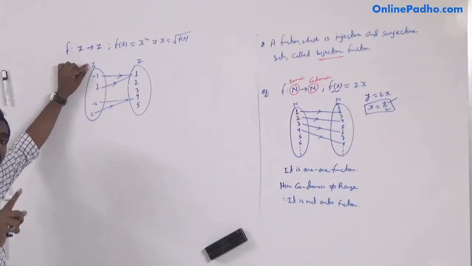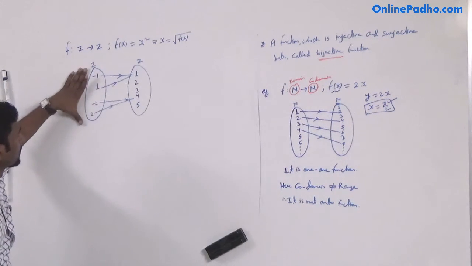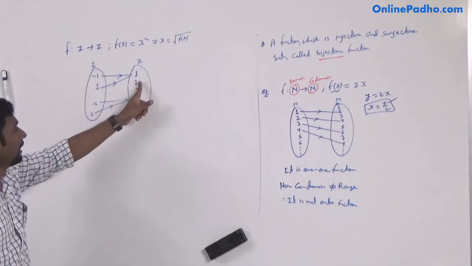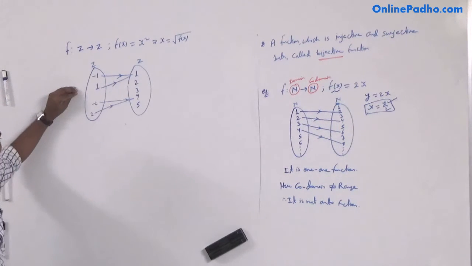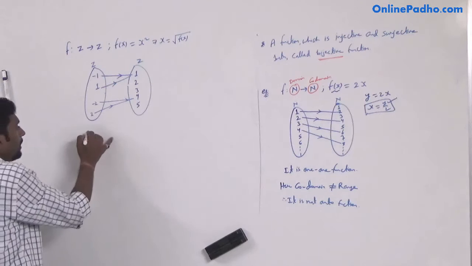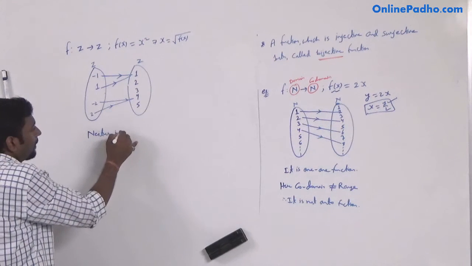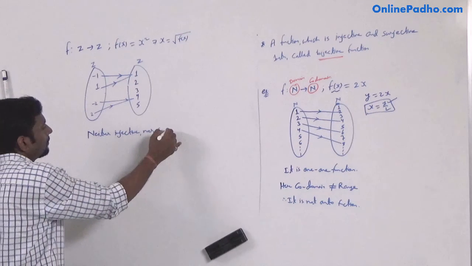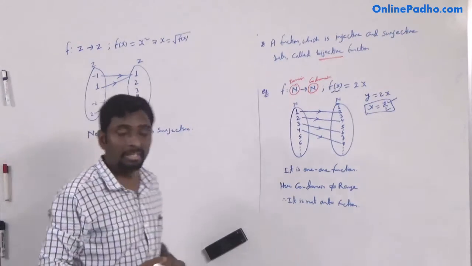If the question were real numbers to integers, then the function would be surjective. But here it is integers to integers. So there are some integers in the codomain which have no pre-image in the domain. So we can say that this function is neither injective nor surjective.